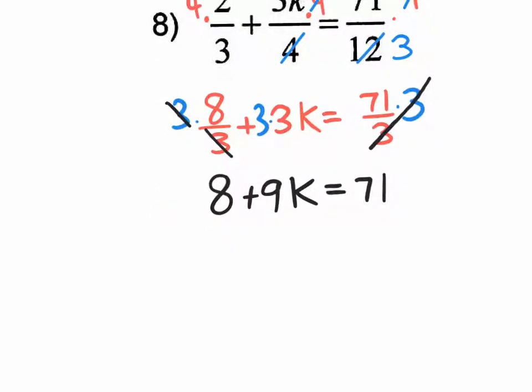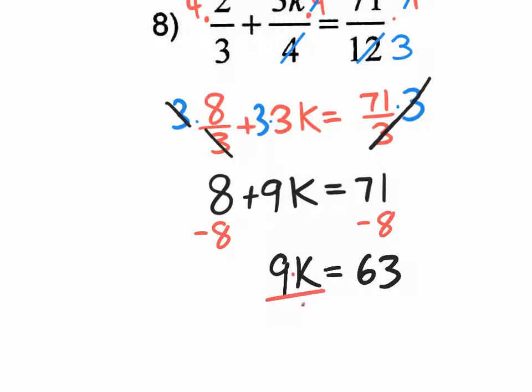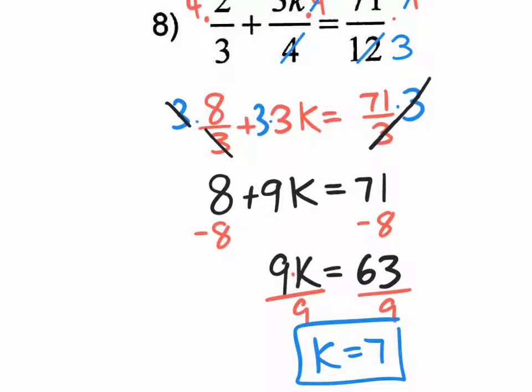You would just subtract 8. We'd have 9k equaling 71, take away 8, so we'd end up with 63 right there. And then, of course, we divide by 9 to get rid of that multiplication of 9, and we end up with k equaling 7. And that's our final answer for number 8.